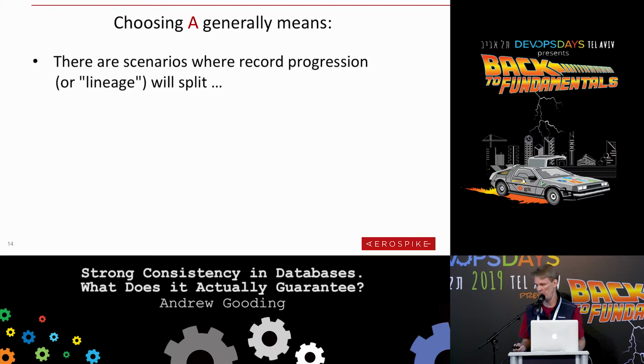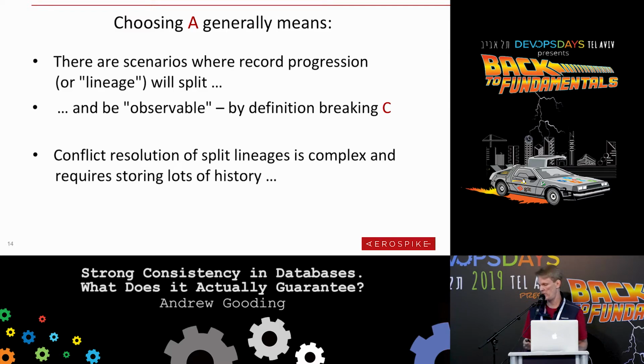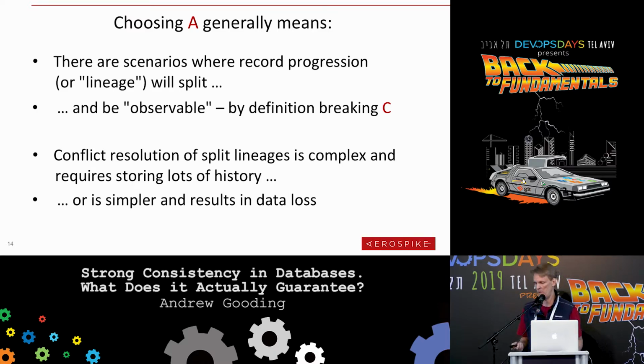So again, a quick summary. You're choosing A, you're going to allow these record progression splits, which, since you're allowing them and they're observable, by definition, you're out of the world of C in the CAP Theorem. And then your problem goes down to conflict resolution of the split lineages. That usually comes down to it being really complex and costly if you want to try to minimize loss, or eradicate it if you're lucky. Or you choose something simpler and you're pretty much accepting that you're going to lose some writes in these scenarios. So that's just how it goes.